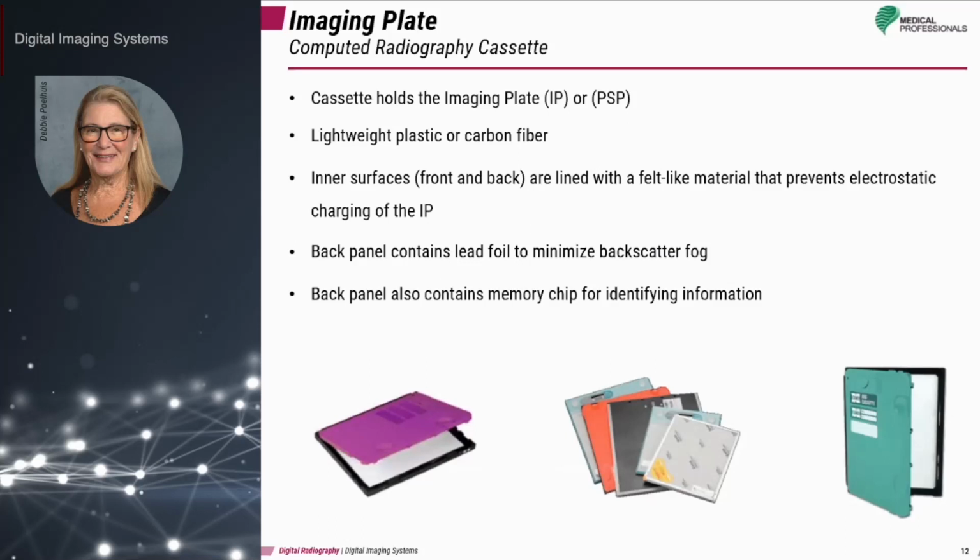The back panel is a sheet of lead foil, or sometimes aluminum, that's used to absorb X-rays that penetrate the plate. The purpose of the lead foil is to reduce the amount of backscatter radiation that strikes the plate. This is very similar to a film screen cassette. Each CR cassette has a memory chip that's installed in that back panel, and that memory chip records the patient's demographics.